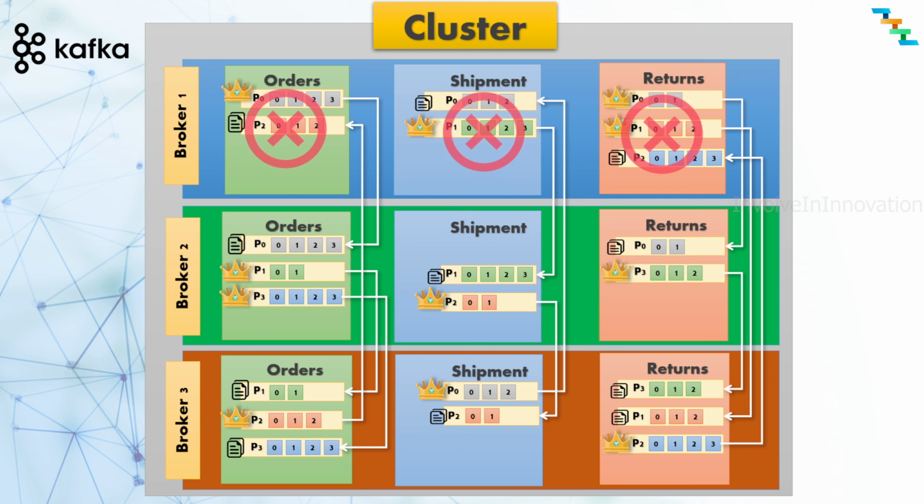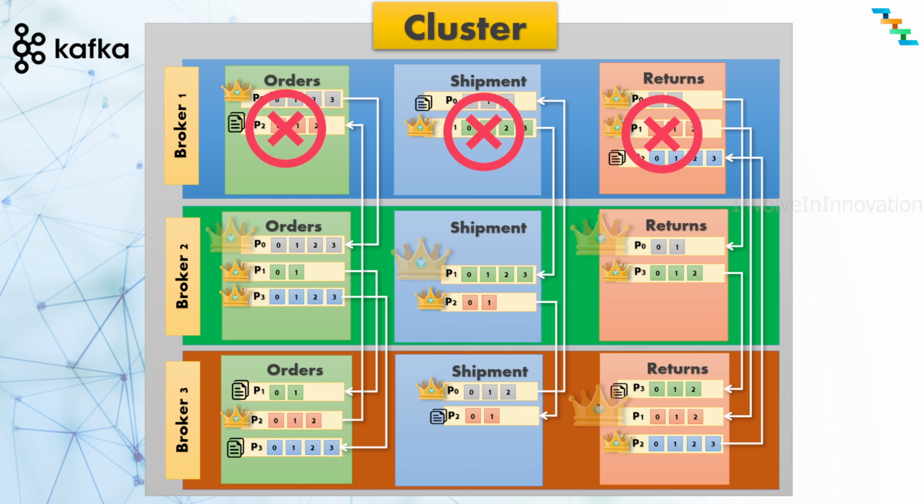If a broker fails, the leader and the follower replicas on that particular broker are unavailable. However, Kafka automatically promotes one of the in-sync replicas to be the new leader, ensuring that data remains available even in the face of failure.